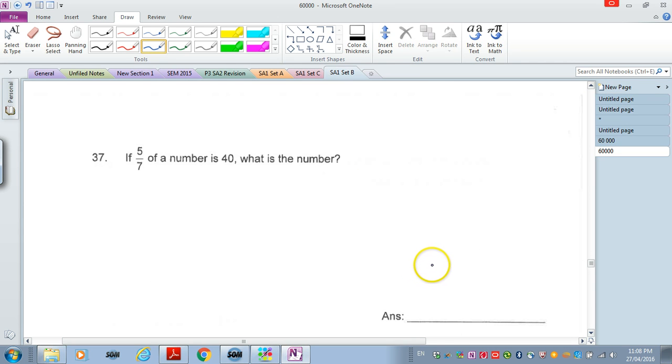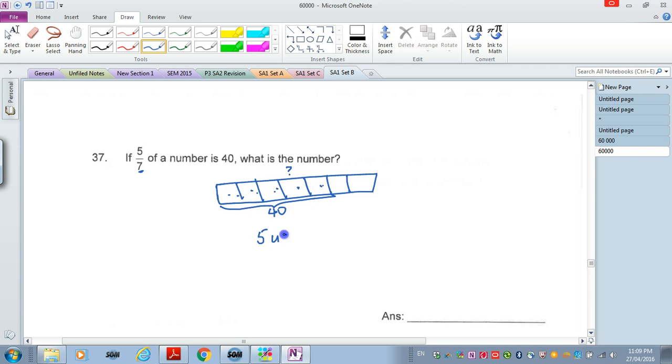Question 37. If 5/7 of a number is 40, what is the number? So I know there are altogether 7 equal parts. 5/7, 1, 2, 3, 4, 5 of this number, you don't know the number, is 40. So I know 5 units is 40. So 1 unit would be 40 divided by 5 would be 8.